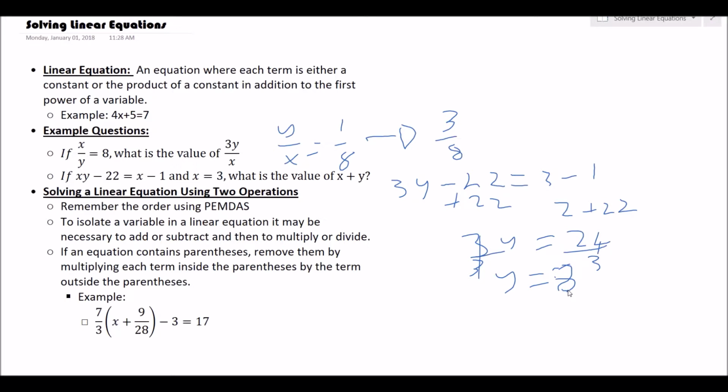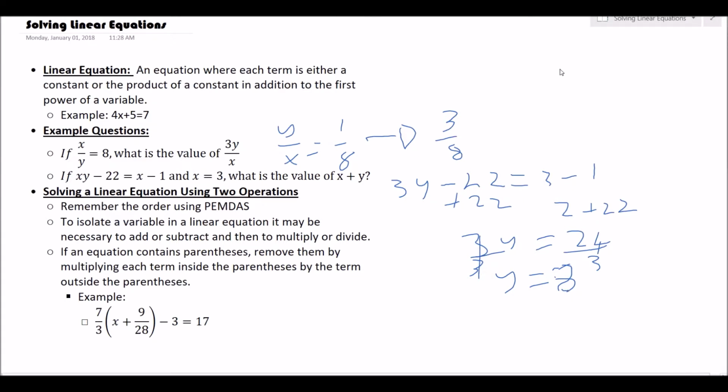Solving a linear equation using two operations. Remember the order using PEMDAS. P stands for parentheses, E stands for exponents, M stands for multiplication, D stands for division, A is addition, S is subtraction. That's the order you should always solve an equation. To isolate a variable in a linear equation, it may be necessary to add or subtract and then to multiply or divide. If an equation contains parentheses, remove them by multiplying each term inside the parentheses by the term outside the parentheses. So it's basically the distributive property.